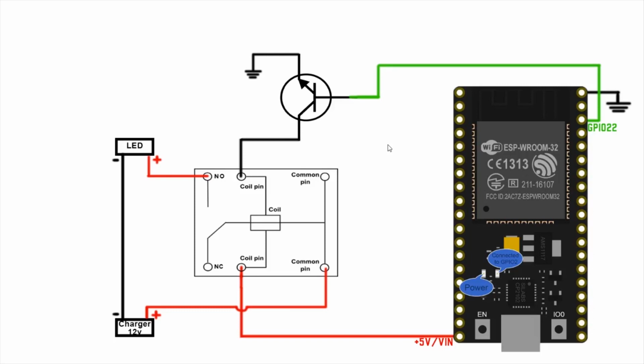So, let's see what happens when you give an impulse from the GPIO pin. The transistor will pass current, which will activate the relay and turn the switch on, which will connect the common pin to the normally open pin of the relay and enable the current to pass from the charger to the LED, so the LED will turn on.